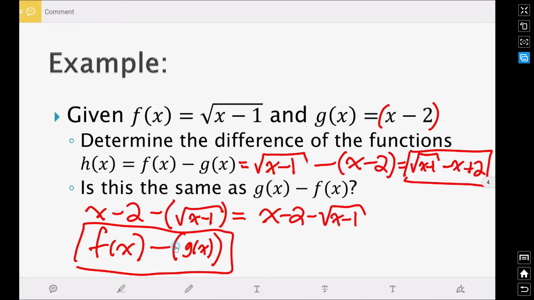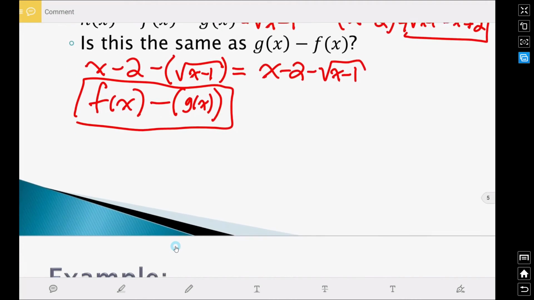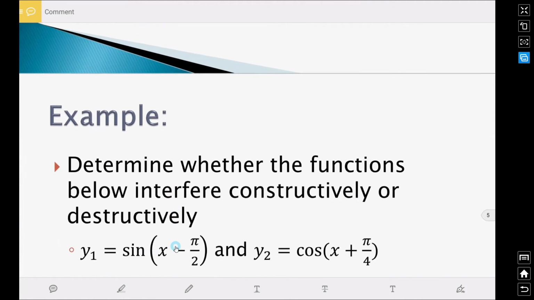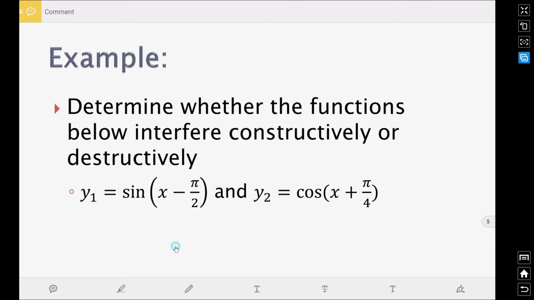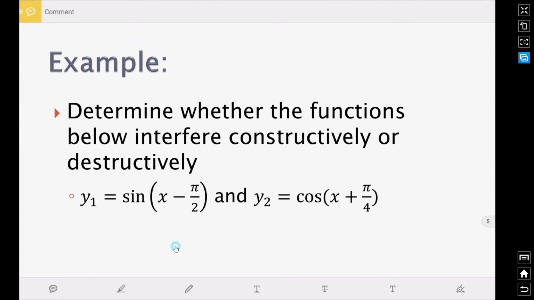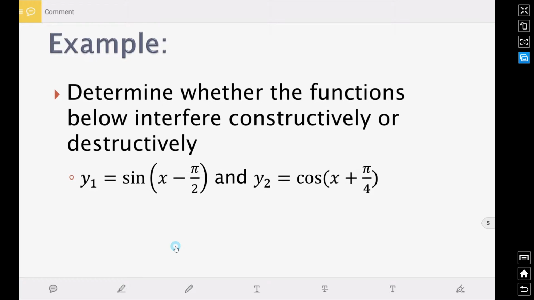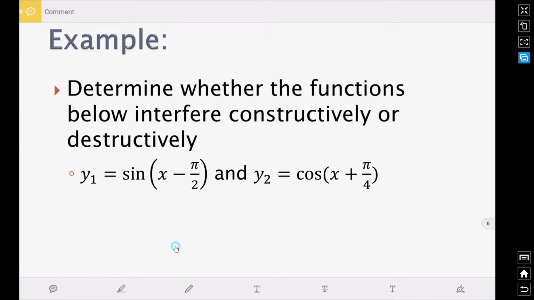Now, one neat application of this is in waves. Because in physics, we deal with a lot of waves. And one thing that waves do is interfere with each other. They interfere in two ways. We call it constructive and destructive interference. What that basically means is that if two waves interfere with each other, they will either make the combined wave bigger, and that's what we call constructive interference, or they will work against each other and destroy the wave. And that's what we call destructive interference.